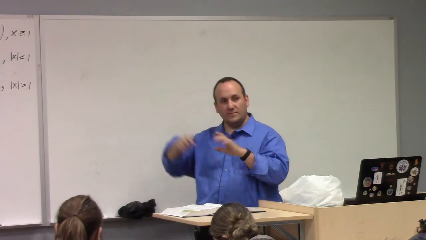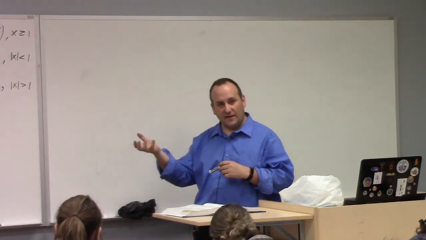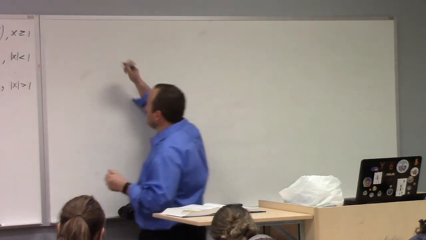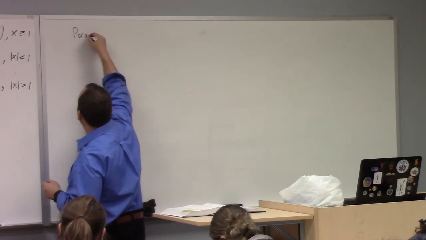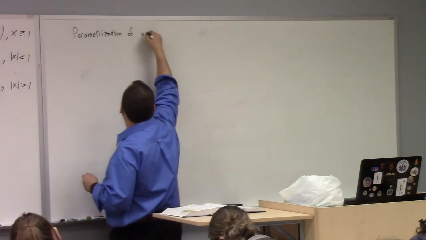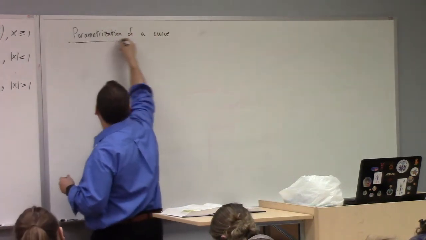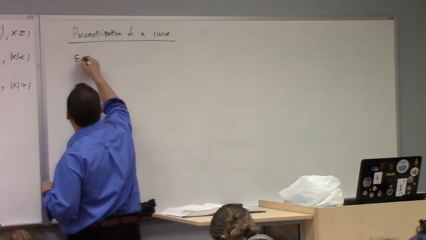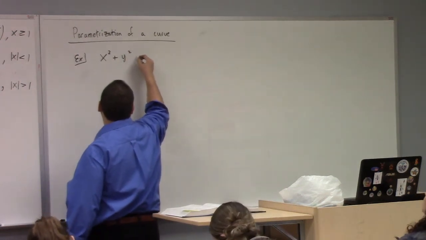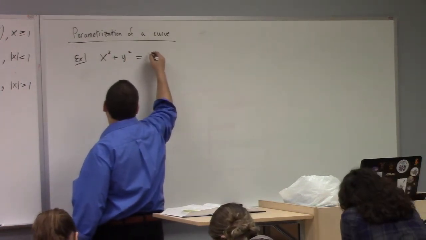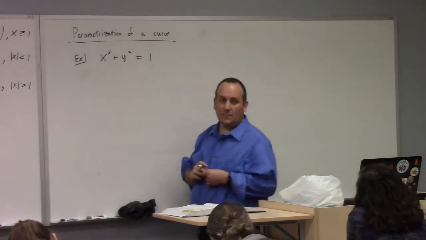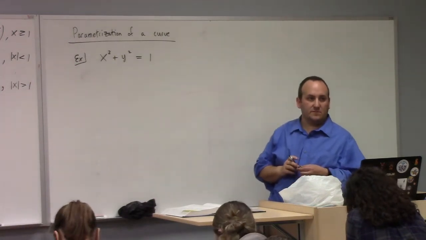If we look at the unit circle, maybe you've been taught to learn standard values for sine and cosine using that circle picture. But we can talk about what's called a parameterization of a curve. I'll just give you two examples. These are probably the most important examples. We'll start with x squared plus y squared equals 1. I'll keep it really simple. This is the unit circle.